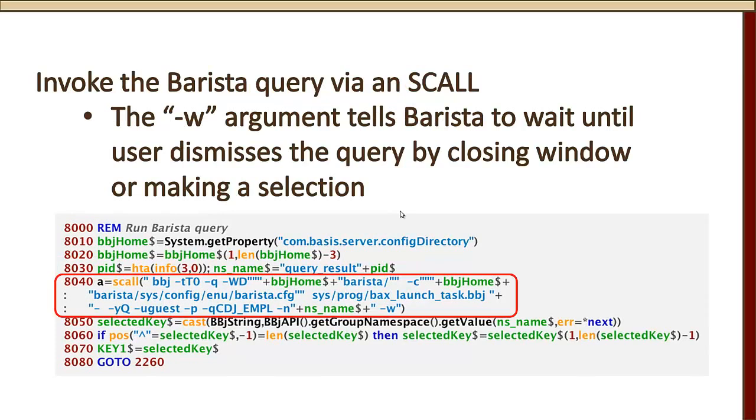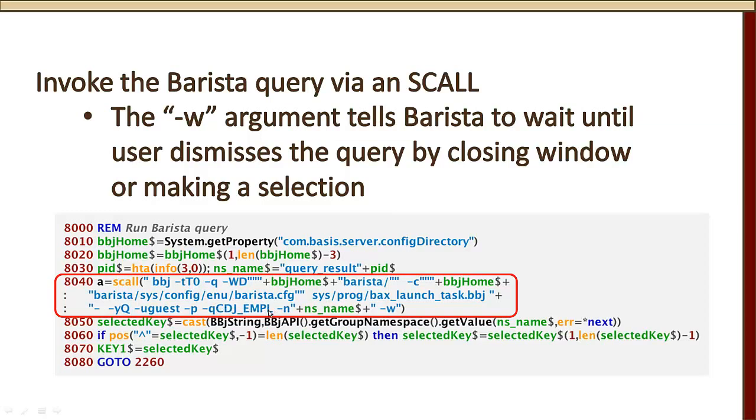And next we need to actually do the scall. So we invoke the Barista query via the scall using the -w argument telling Barista to wait until the user dismisses the query by closing the window or making a selection. And we pass that info back. Here we're actually specifying the name of the query down here.